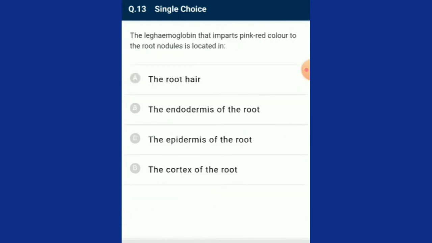Question number 13. The leghemoglobin that imparts pink-red color to the root nodule is located in. Leghemoglobin pigment is closely related to hemoglobin and helpful in creating an optimal condition for nitrogen fixation. Like hemoglobin, leghemoglobin is an oxygen scavenger. Fixation of nitrogen is done with the help of the enzyme nitrogenase, which functions under anaerobic conditions. Leghemoglobin combines with oxygen and protects nitrogenase in the cortex of the root. So the answer is option D, cortex of root.